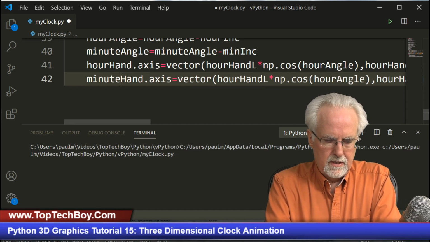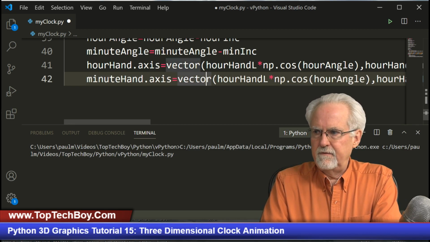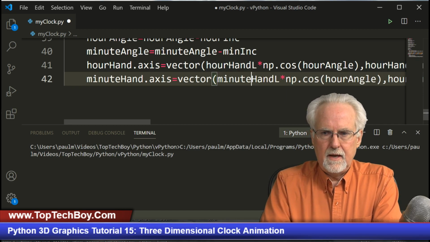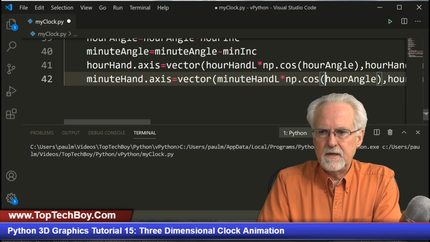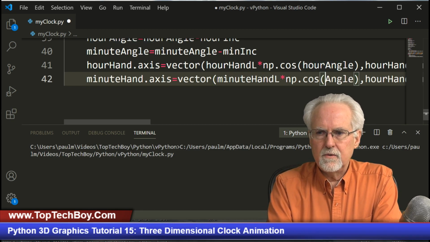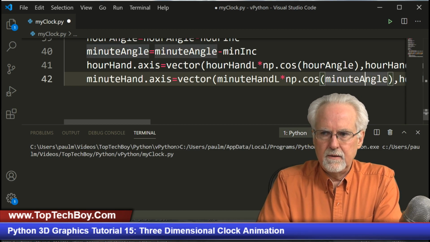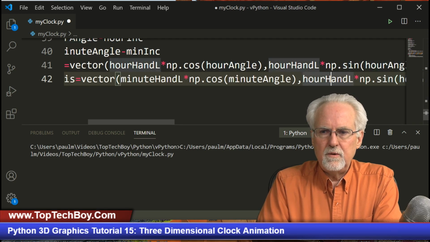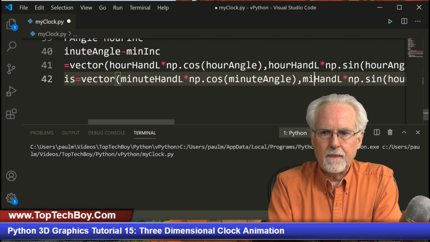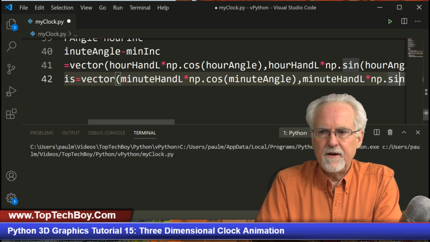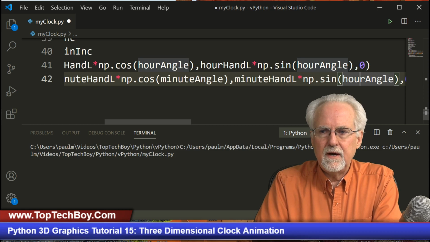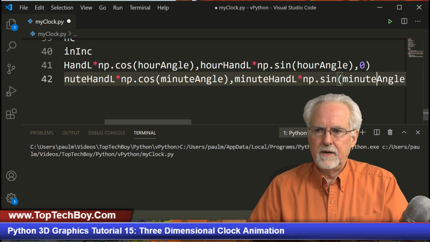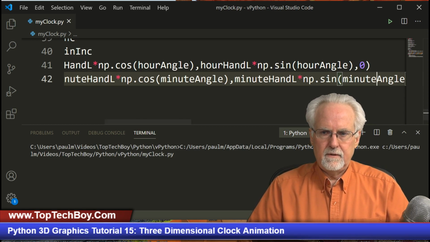So minute hand. And then the vector now would be the minute hand. And then instead of hour angle, that is going to be minute angle. Do you see how easy this is if you use logic when you name your variables? And then you got to kind of think on the first one, and then after that you don't hardly have to think. Watch me say that and then watch it not work. Like that. Okay, let's see if this brings it to life.